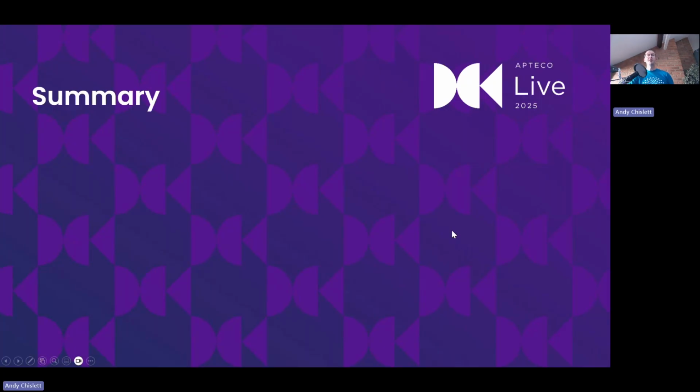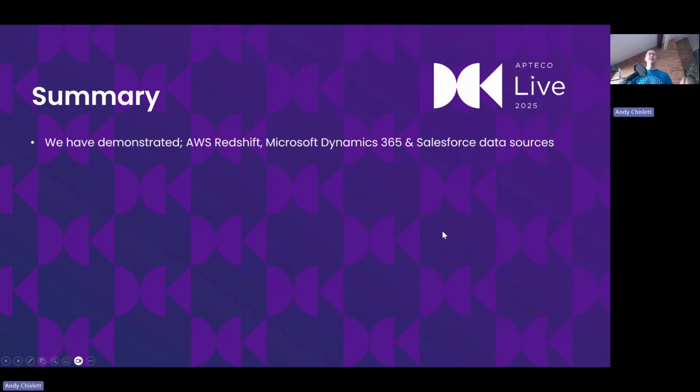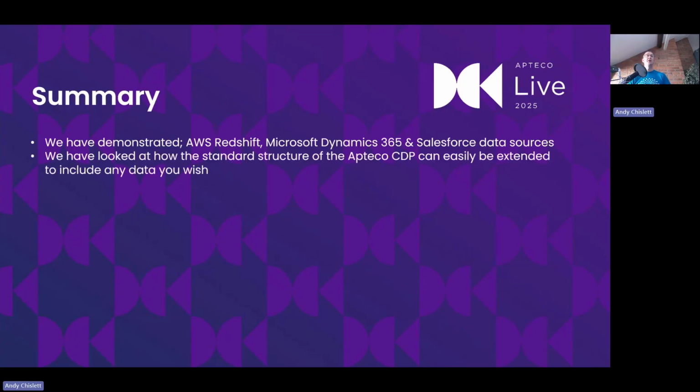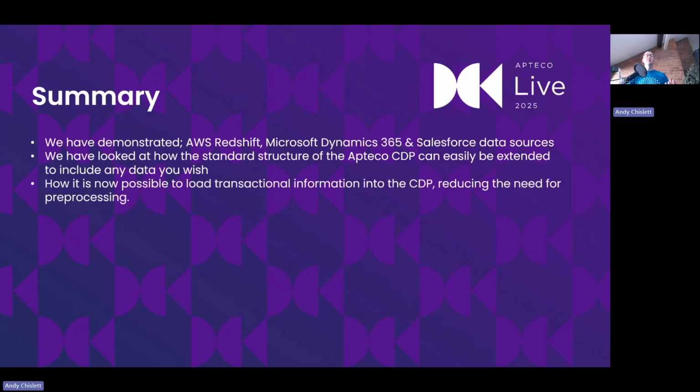So that concludes my demonstration. I hope that's been useful for you. In summary, we've had a look at what's new in data sources. We've looked at Redshift, MS Dynamics and Salesforce, and particularly the column picker and the custom query, which we hope to be rolling out to other database sources soon. We've looked at how we can extend the standard structure of the Apteco CDP to include nearly any data that you wanted to. And then finally, we've looked at the option to load transactional information into the CDP.